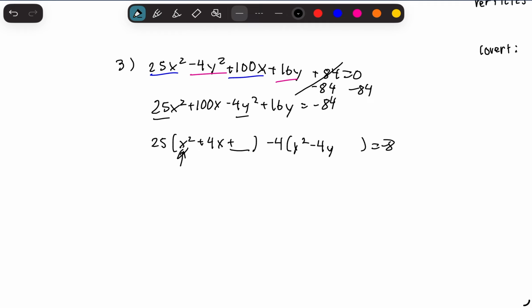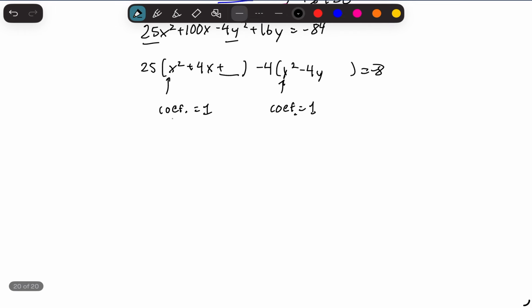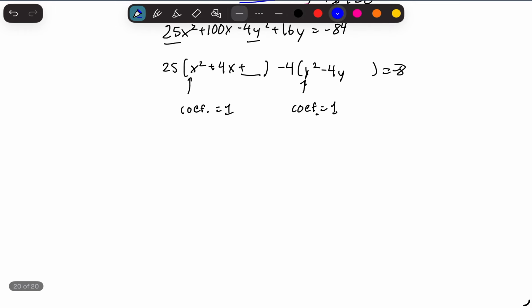Remember this: when you're factoring, or when you're completing the square, the coefficient should always be equal to 1. Just want to double check.